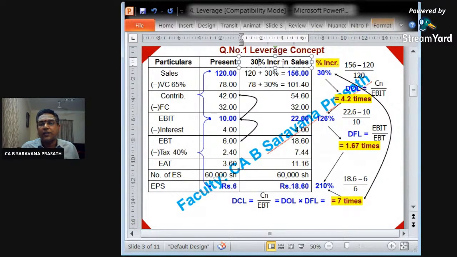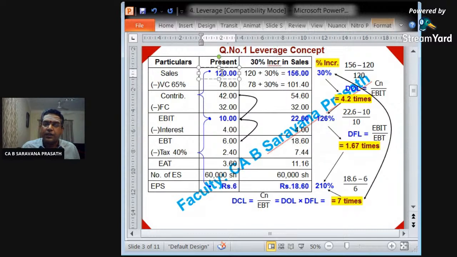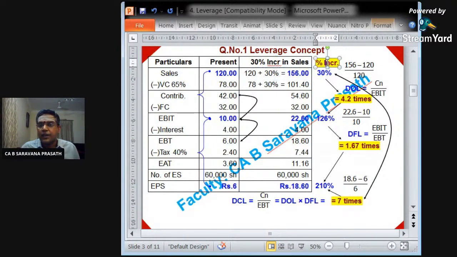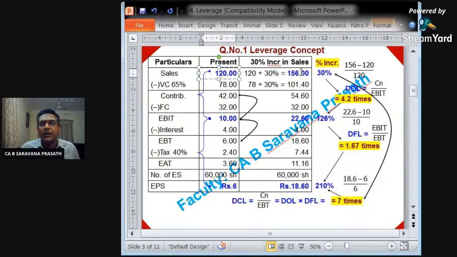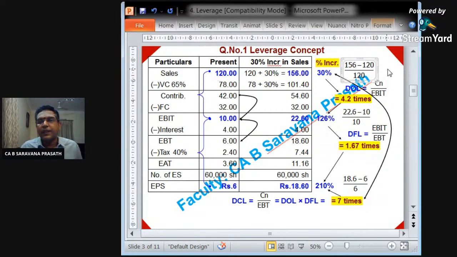Now, there is a 30% increase in sales. Now, how do we get this 30%? One, it is given in the question. Alternatively, if you have the present turnover and the proposed turnover, 120 is the present turnover, 156 is the proposed turnover, the percentage increase can be calculated as the difference between these two numbers, 156 versus 120, divided by the base number. I repeat, difference divided by the base number. 156 minus 120 divided by 120, 30%.